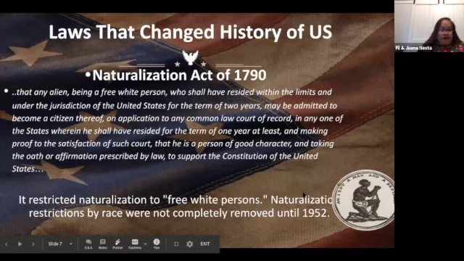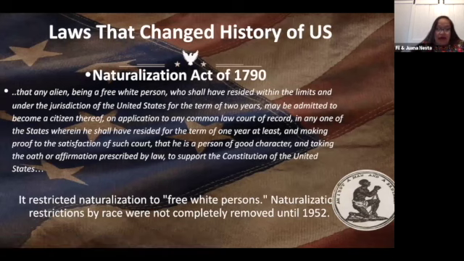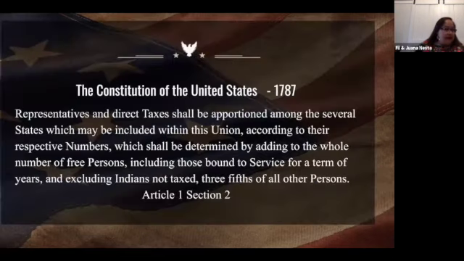So the U.S. Constitution, let me go back to the slide. When this was brought to fruition, people of color and women were not part of what these laws were meant for. So it's important for us to understand that.